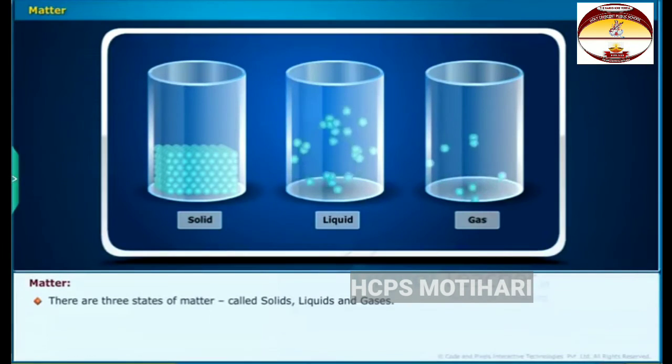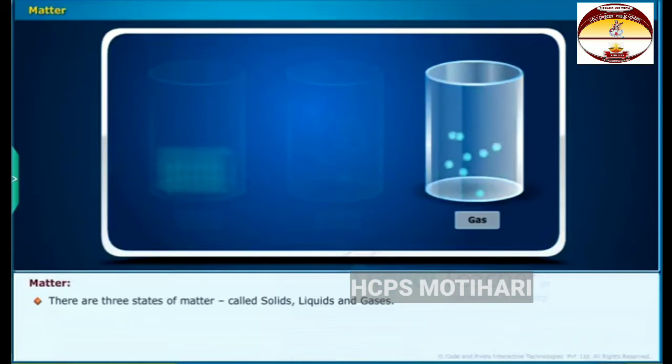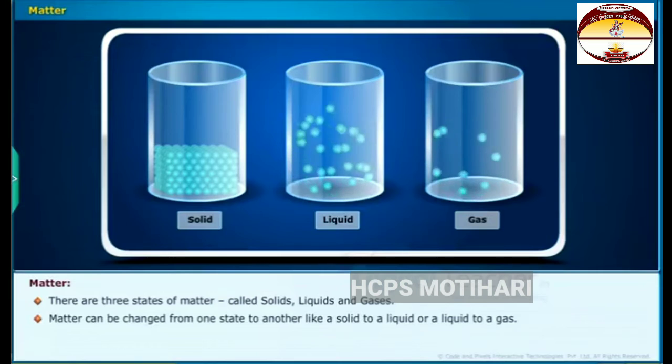There are three states of matter called solids, liquids and gases. Matter can be changed from one state to another, like a solid to a liquid or a liquid to a gas.